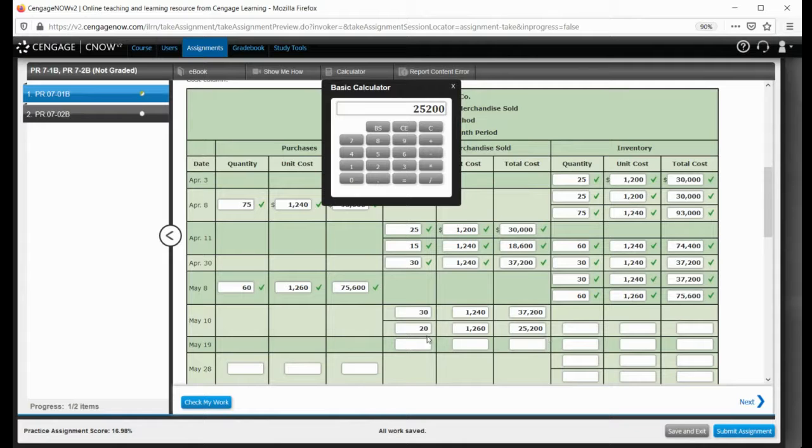So you sold 50 units, 30 of them came from the first layer, and the remaining 20 of the 50 units that we sold came from the second layer, or the May 8th purchase, if you want to call it that. So what we've got left over in our ending inventory now is 40 units at $12.60. And so I would need to multiply 40 units times $12.60, and that will give you 50,400.